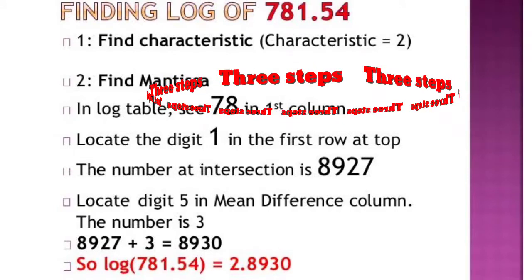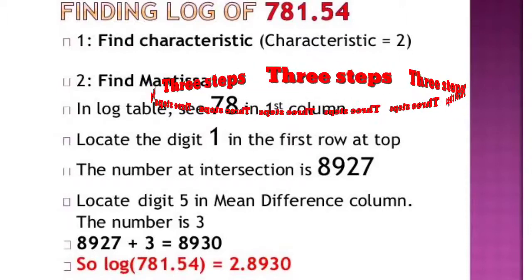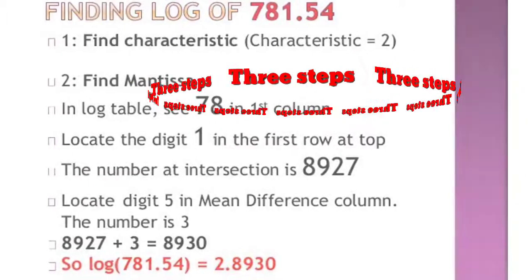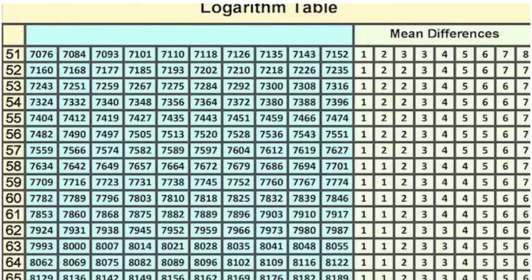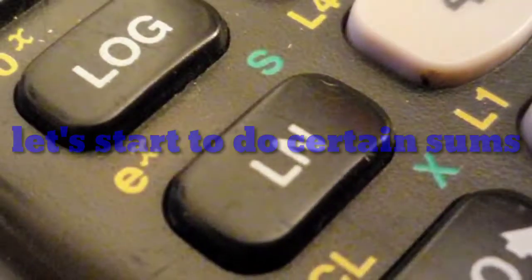Now how can we use the log table? There are three steps. The first step is to find the characteristics. The second step is to find the mantissa by using this table, and then the mean difference, and by adding these two values we will get the mantissa. So let's start the sum and see how we can do it.